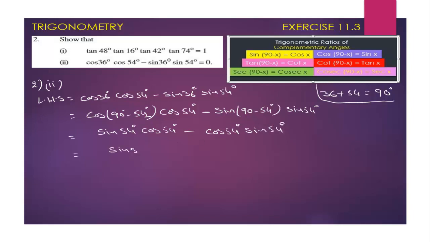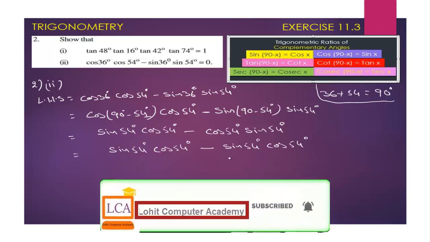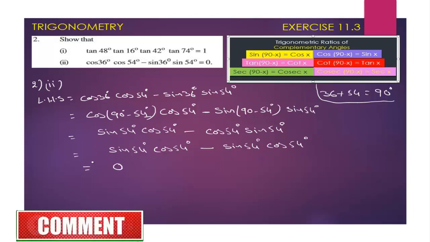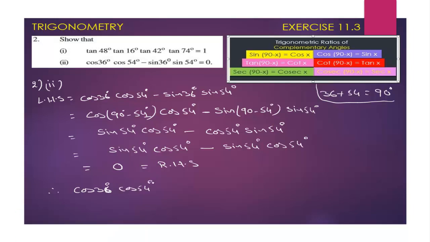that is sin 54 degrees into cos 54 degrees minus here also sin 54 degrees into cos 54 degrees. This is sin 54 into cos 54 minus this is also sin 54 degrees into cos 54. So we get 0 as the answer. This is the RHS. Therefore, cos 36 degrees into cos 54 degrees minus sin 36 degrees into sin 54 degrees equals 0.